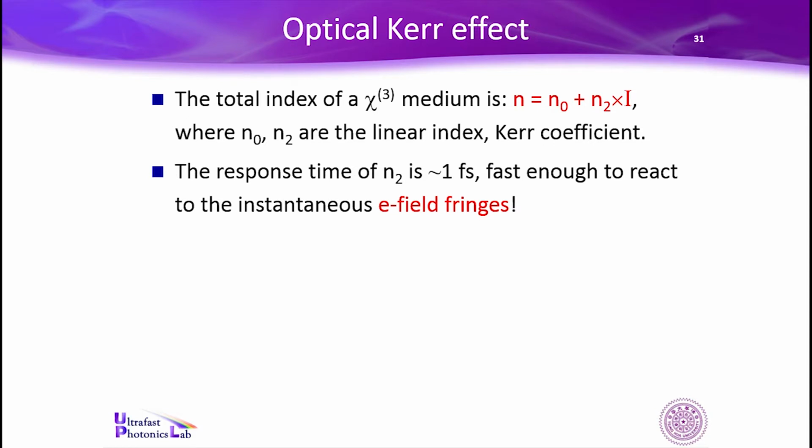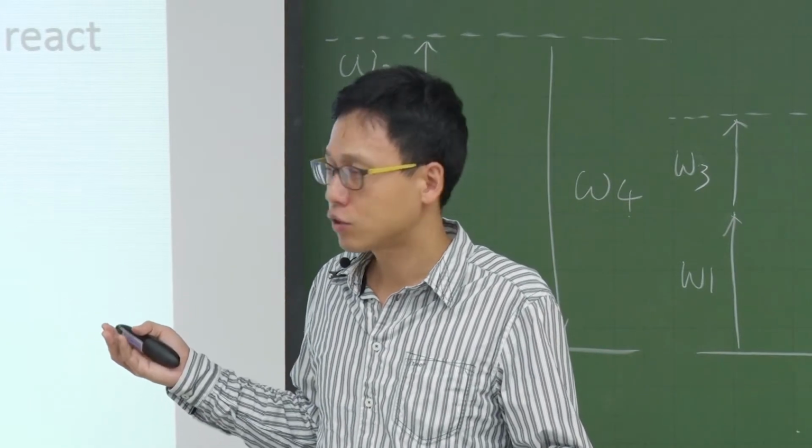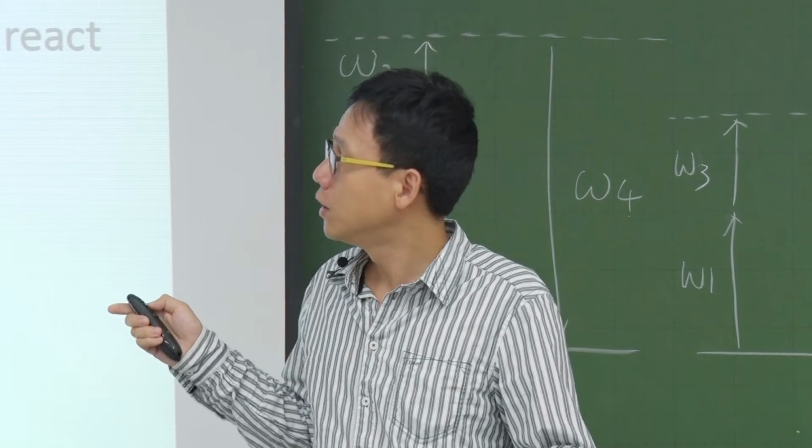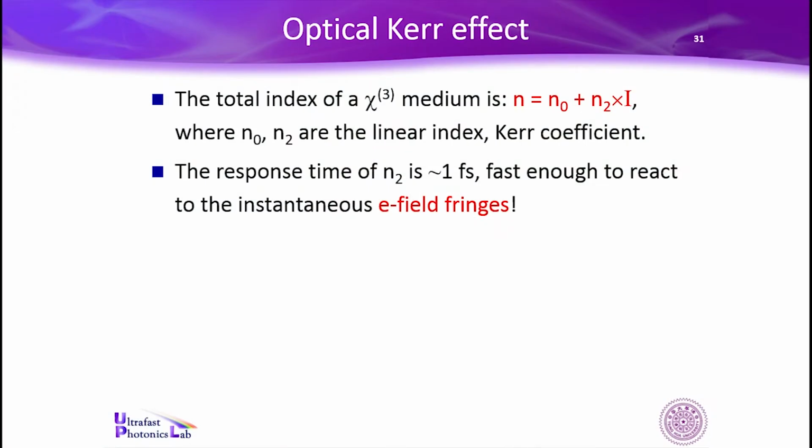Without proof, the response time of n2 is actually very, very fast, in the order of 1 femtosecond, which is fast enough to react to the instantaneous electric field fringes, not just the envelope, but also the fringes. So it's too fast that we can assume the Kerr effect is simply instantaneous. You don't have to worry about the finite dynamics, because it is faster than even the carrier cycle, not to mention the envelope. So we can just assume the Kerr effect is almost instantaneous. As long as you have some change in your electric field, the index change n2 I will immediately show up.